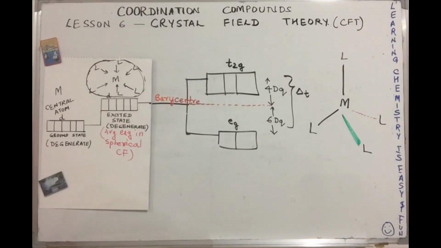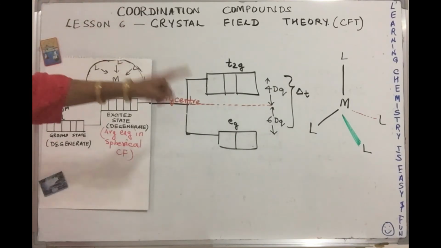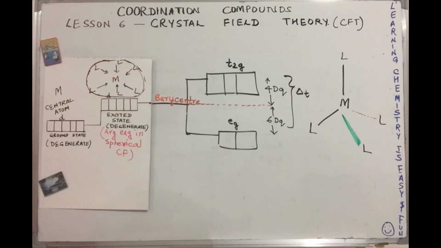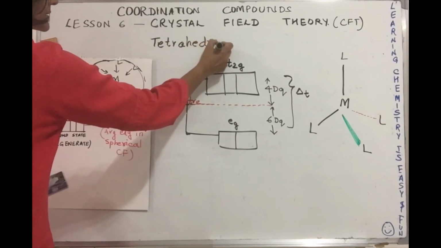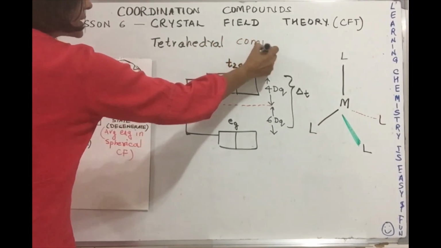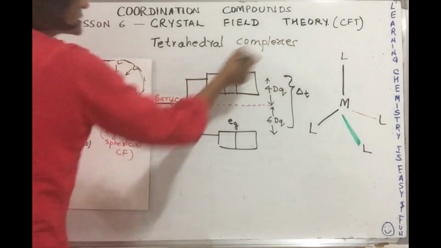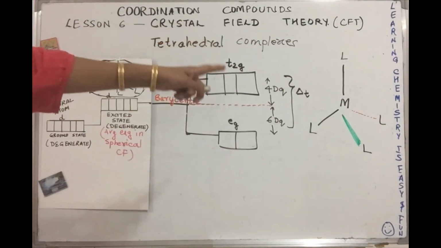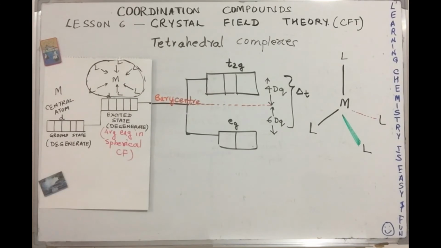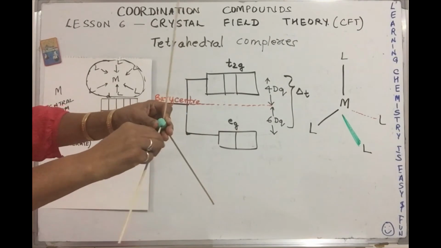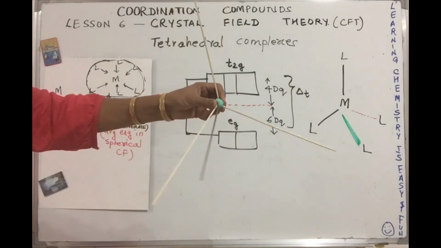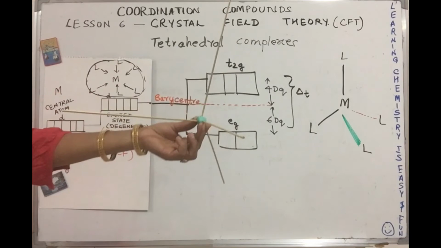Let us now try and extend our learning of octahedral complexes to the next type of coordination compounds, and that is the tetrahedral complexes. Tetrahedral complexes means coordination number is 4. Coordination number 4 means how will the ligands be directed? Yes, they will be directed like this in a regular tetrahedron, right?